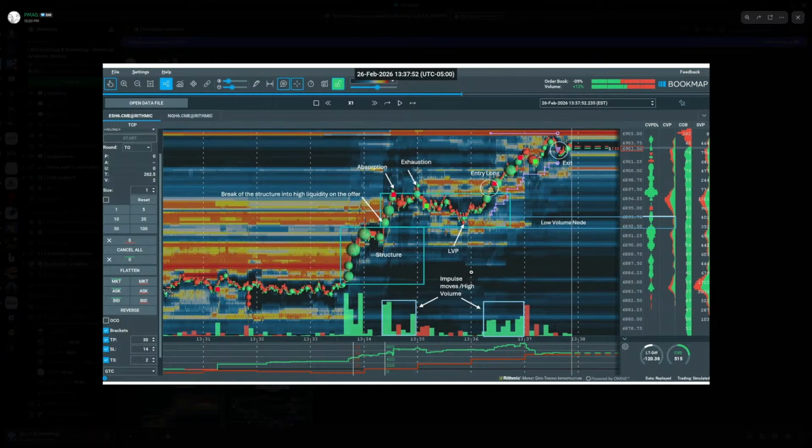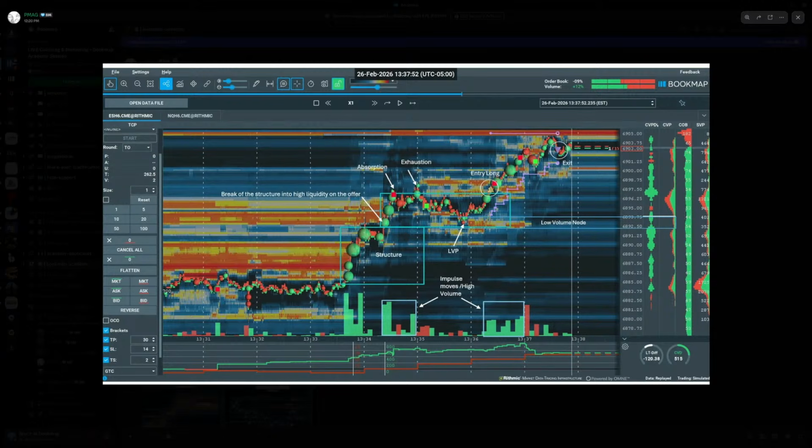The next thing that happened is the sellers kind of took control, but not really, because they did it in low volume. You see the low volume node, and that's basically where I decided this is going to be the LVP that I was looking for. And now the question is where to enter.